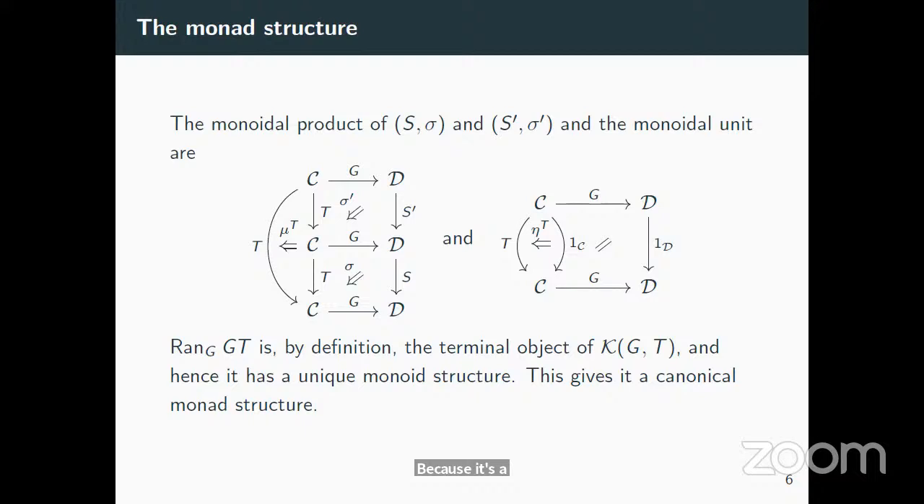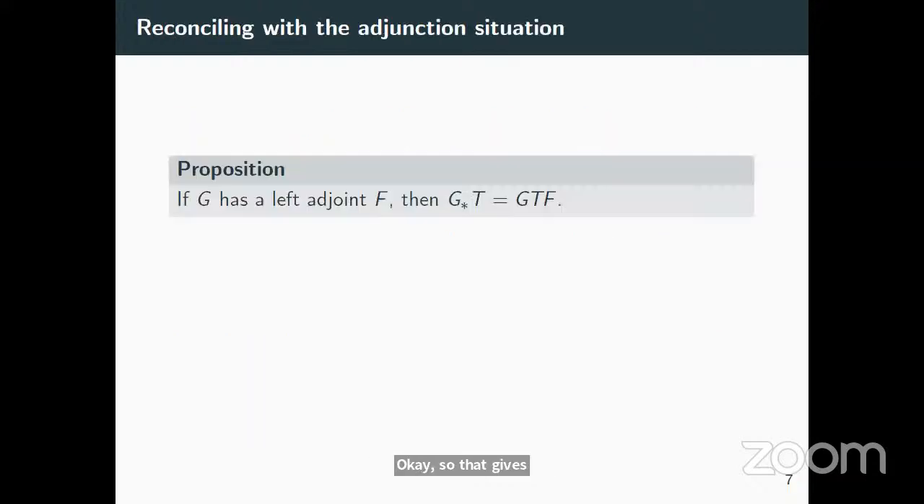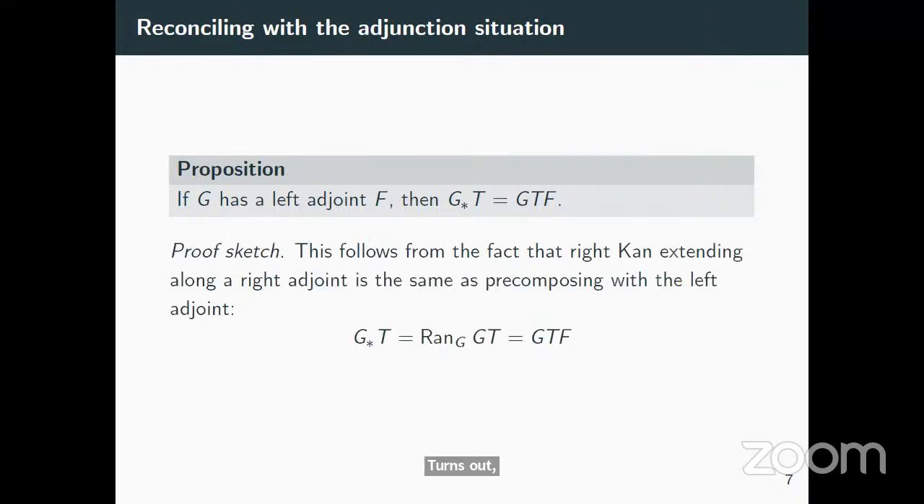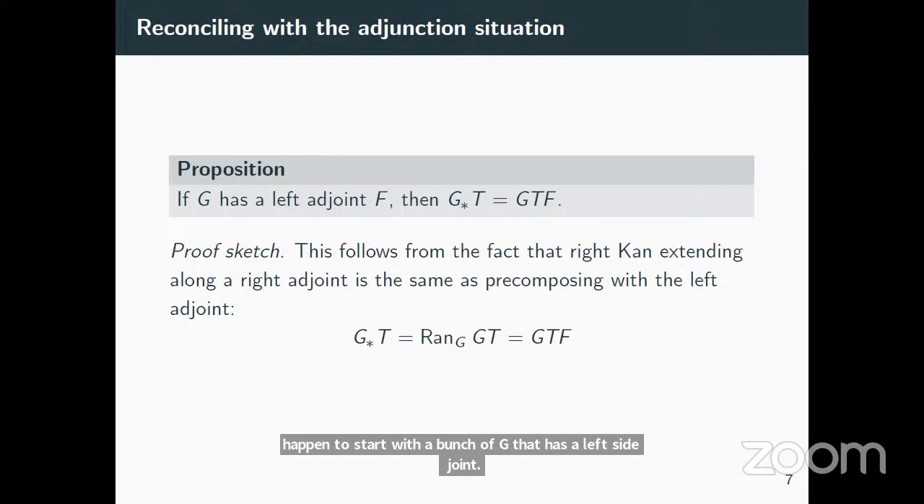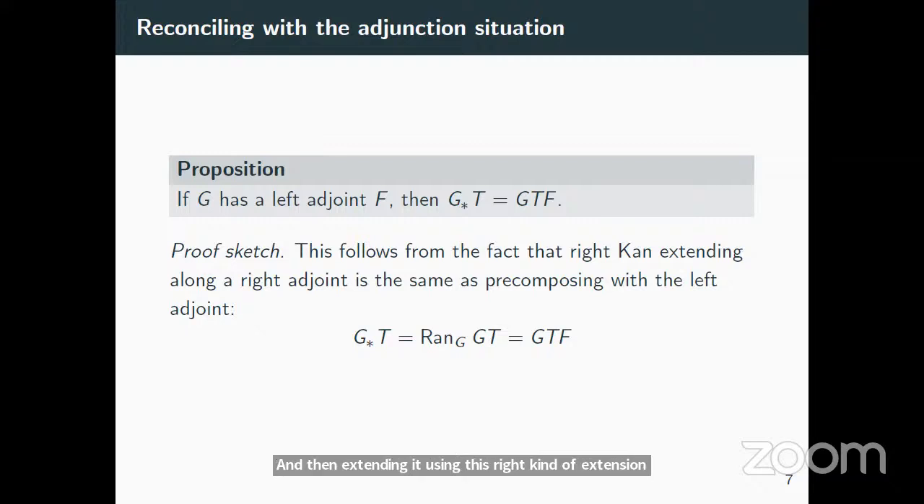Okay, so that gives this G star T a canonical monad structure. Let's try to reconcile this with the old story I told, the old one about the adjunction. Turns out you do get the same thing. So if I happen to start with a functor G that has a left adjoint and a monad T, then extending it using this right Kan extension business is going to give me the same thing as extending it knowing that it has a left adjoint. The proof of that is really, really simple.